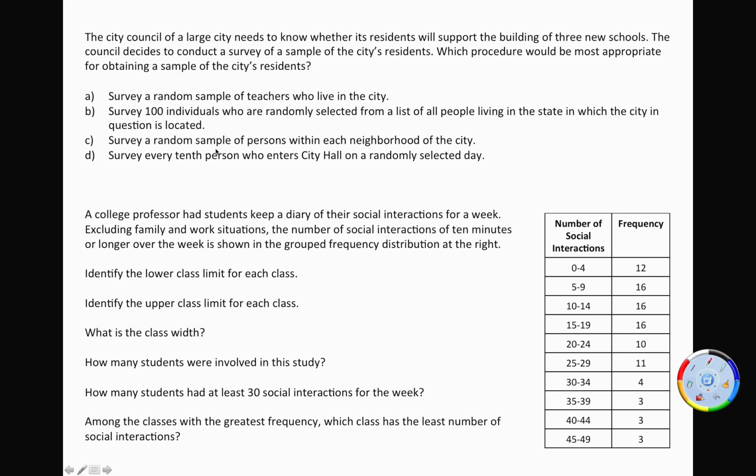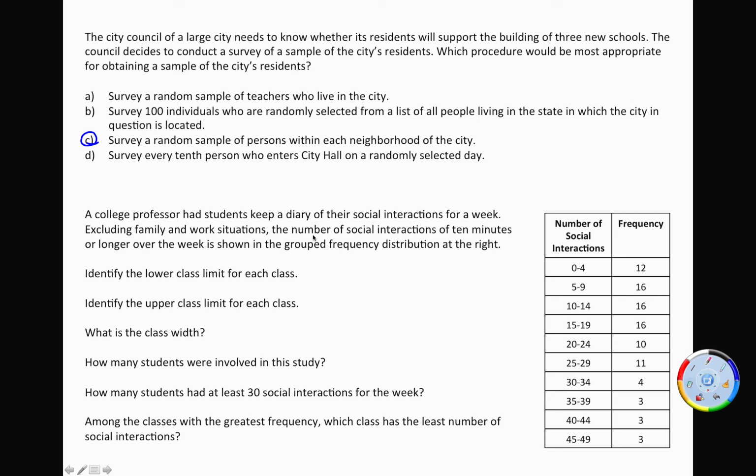D. Survey every 10th person who enters City Hall on a randomly selected day. What's the problem with that one? Not every person has an equal chance to be selected. Only the people who go to City Hall. When's the last time any of you guys have been to City Hall? Okay, so C.